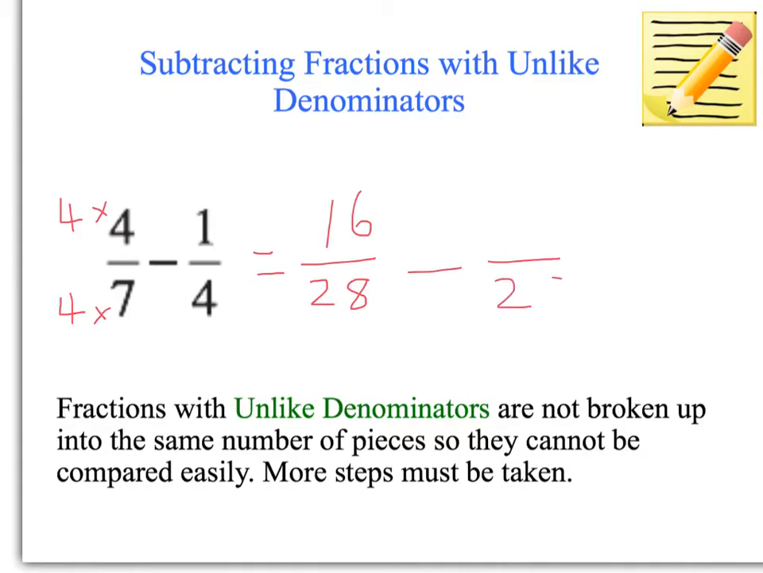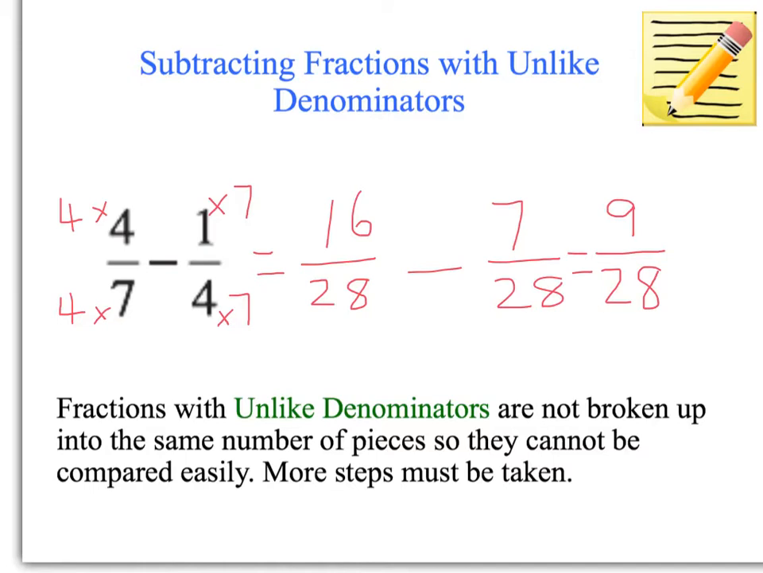Then we have to do the quarter fraction. 4 times 7 is 28. Then we multiply the numerator by 7. 1 times 7 is 7. 16 take away 7 is 9. And the denominators stay the same. So 9 28ths. Now, is that its simplest form?